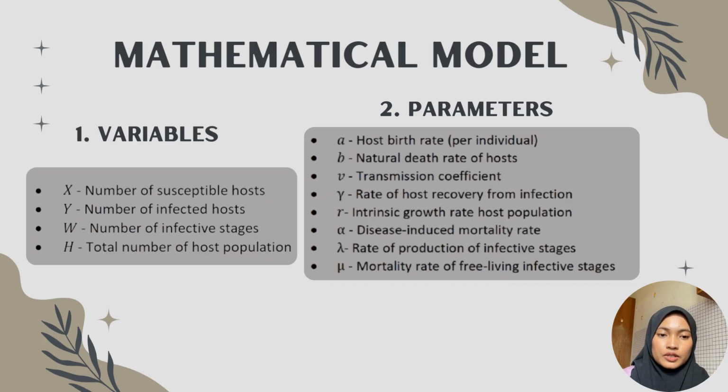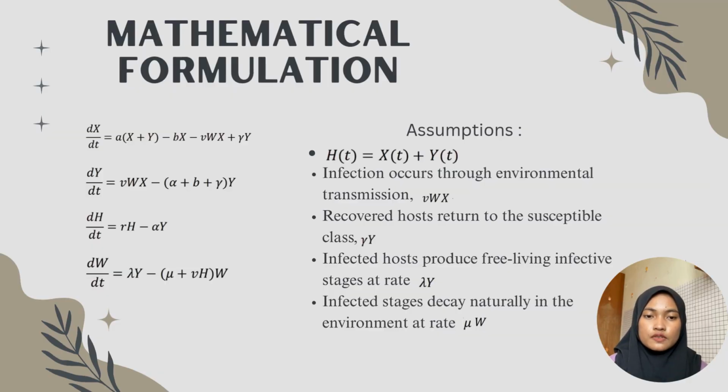Lambda is rate of production of infective stage, which means rate at which each infected host releases infective particles into the environment, and mu is mortality rate of free-living infective stage. That means natural decay or loss of infectivity of environmental pathogen particles. From equations 59 to 62 of paper 2, the model is formulated by using a few assumptions.